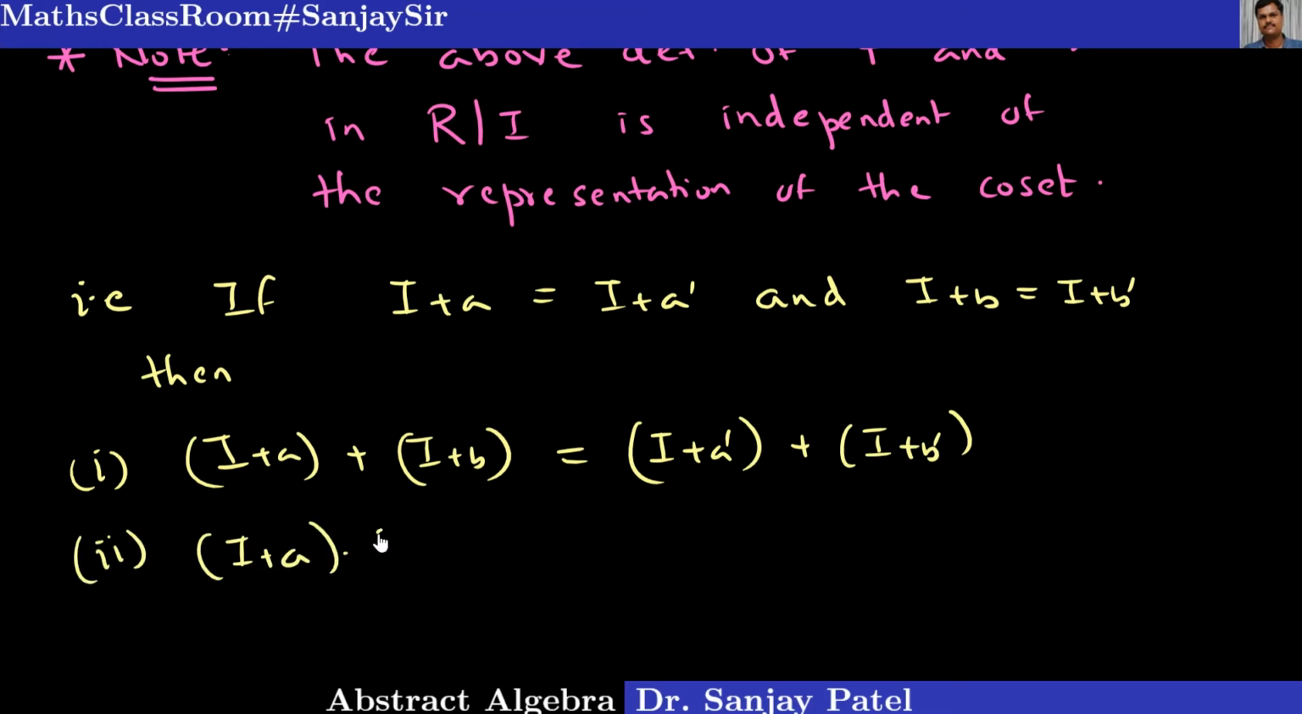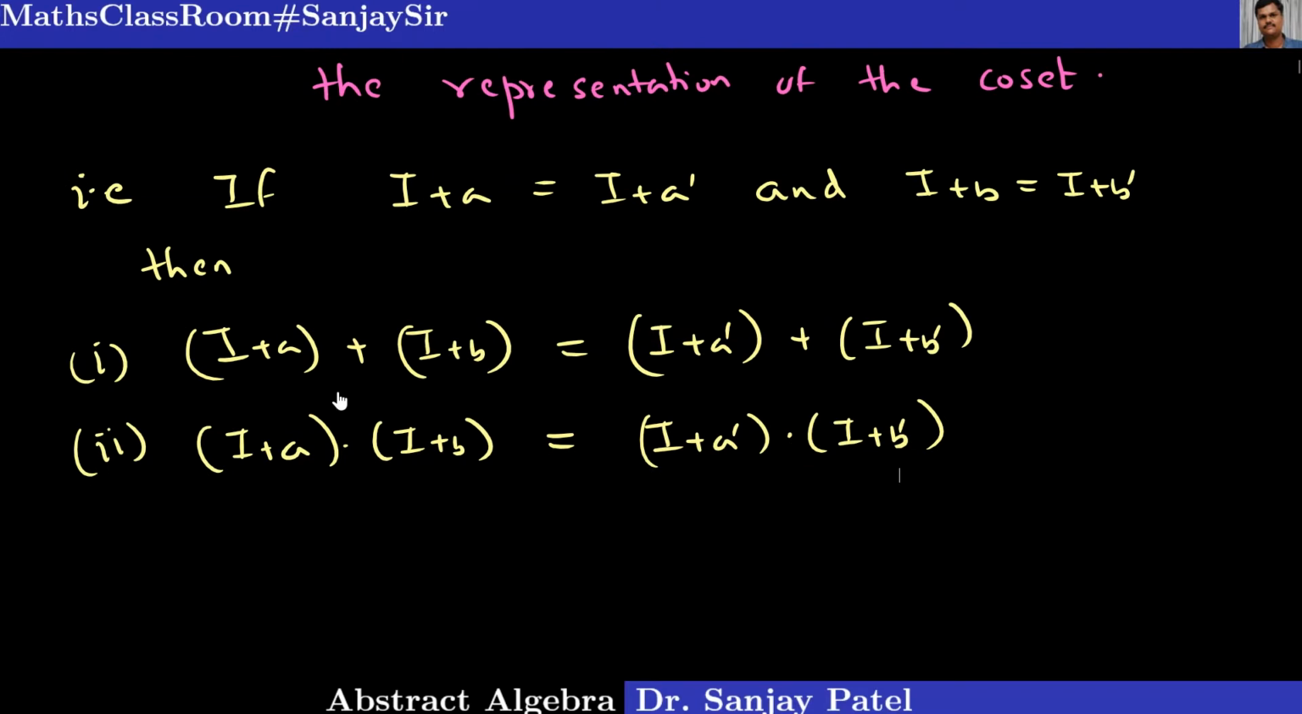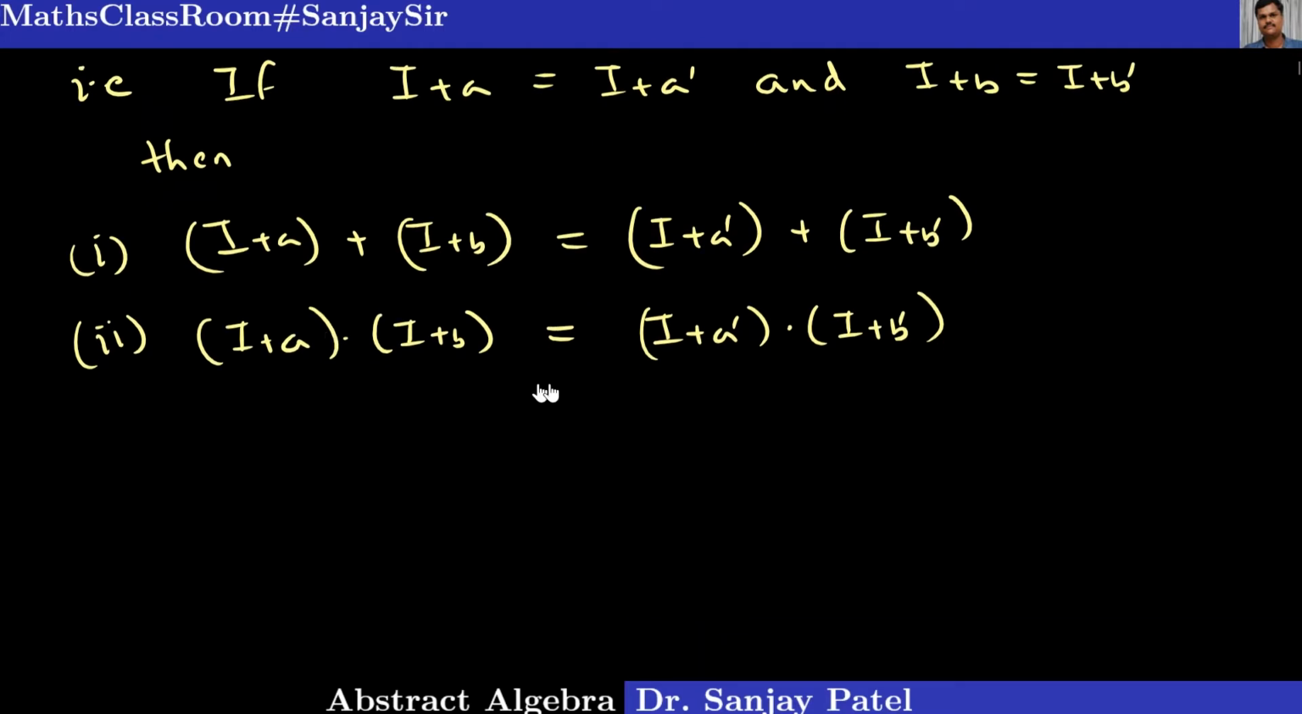The same way for multiplication, we want to prove the same thing. That is, if you multiply the two given cosets I plus a and I plus b, or multiply the other representations, I plus a dash and I plus b dash, then again you will get the same result. To prove this, we start with the first one, which is very easy. So the proof of this: we have I plus a is equal to I plus a dash.